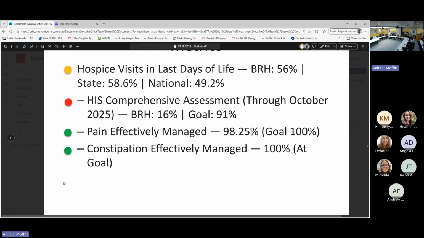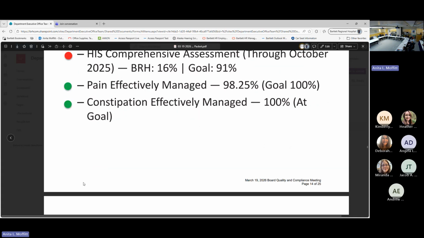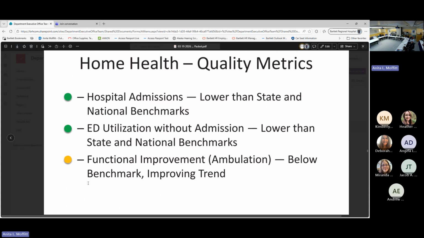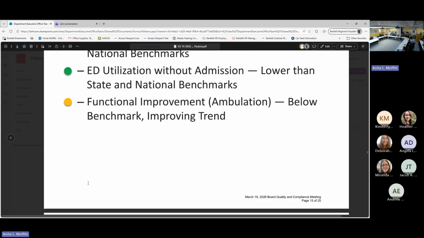Pain effectively managed, we did well. Still the goal is 100%. Constipation effectively managed. When you're a hospice patient, you are on opioids, so you could have constipation, and we want to make sure of that comfort level, and we're addressing those needs as we go along. Hospice hospital admissions are lower than the state and national benchmarks. ED utilization while in admission is lower than state and national benchmarks. Functional improvement is one of the things that we're going to monitor and educate the staff on, where we need to be and what they need to do as far as their assessments and making sure their goals are realistic.